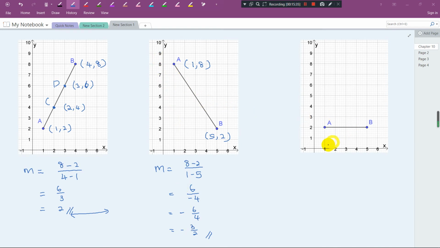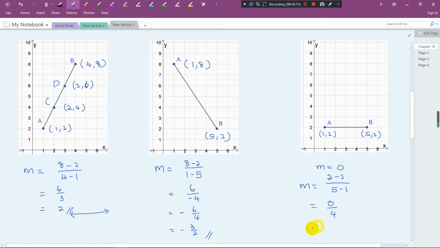So this one, you don't have to calculate, you know the gradient must be equal to 0. Why? Because it goes horizontally like this, parallel to the x-axis. Let's say we forget and want to calculate, you can take a try. So this is 1, 2. How about this? 5, 2. Now let's use the formula y2 minus y1, 2 minus 2, over 5 minus 1. 2 minus 2 is equal to 0, 5 minus 1 is equal to 4, 0 divided by 4 is 0, right?